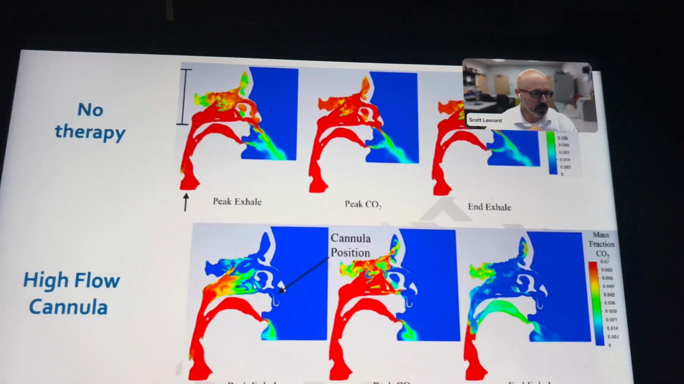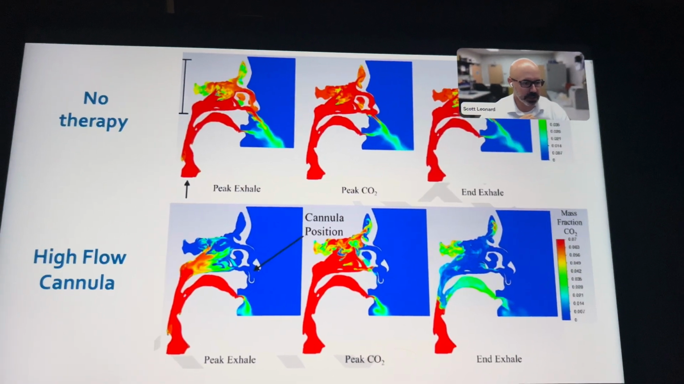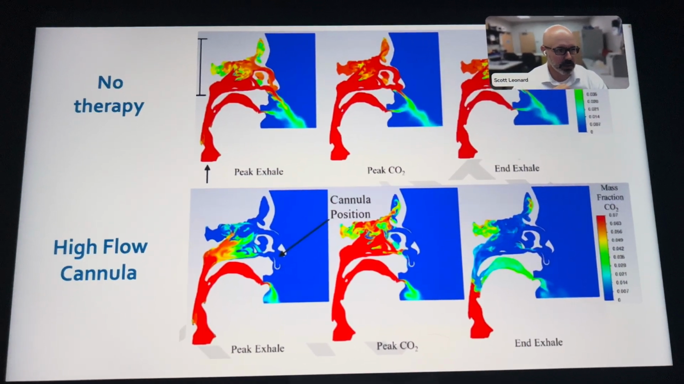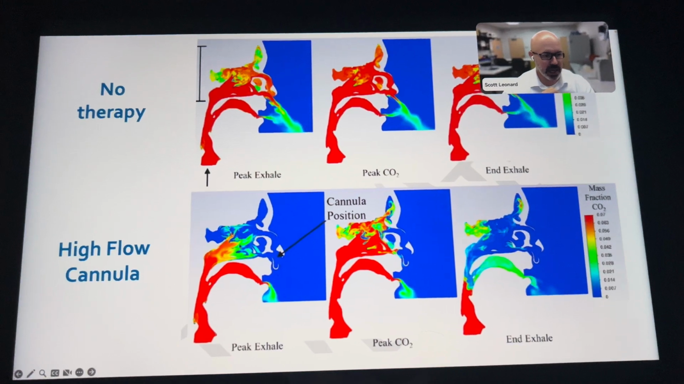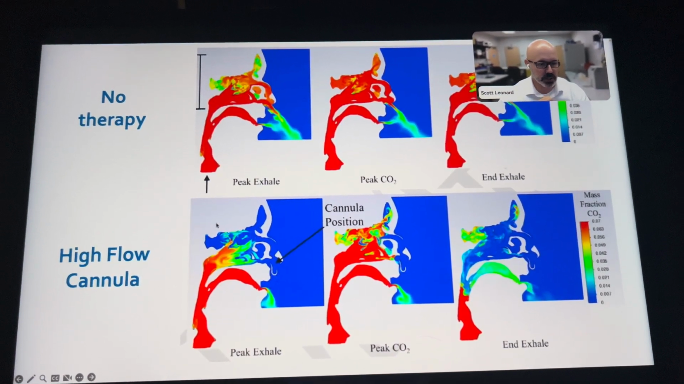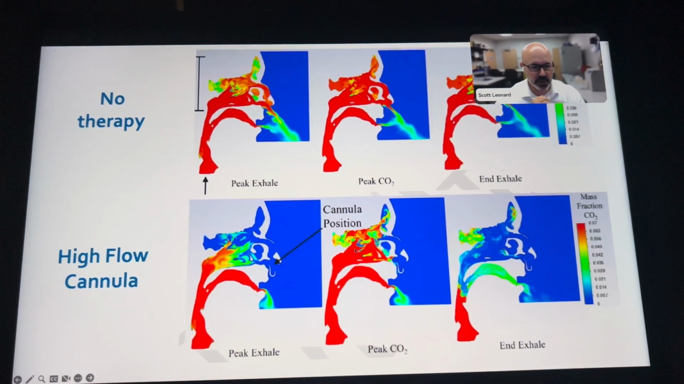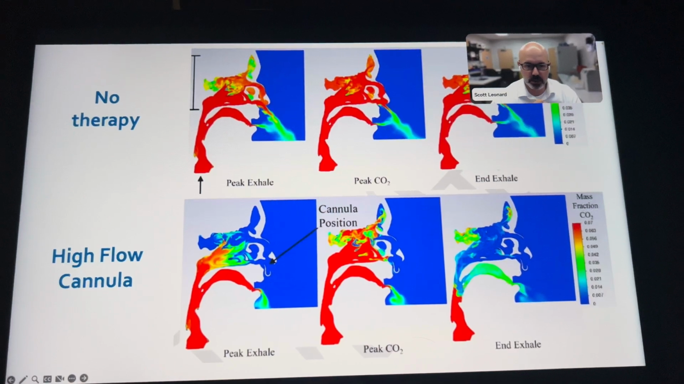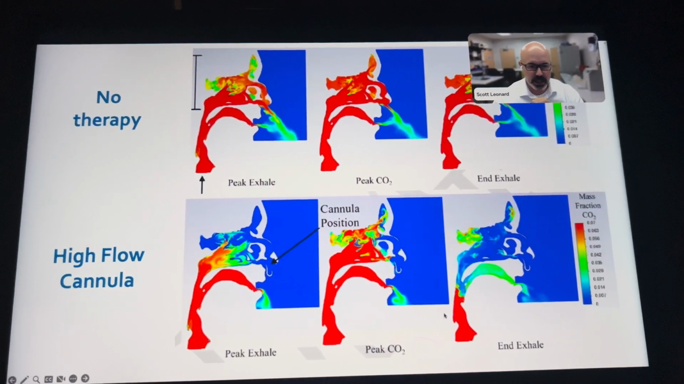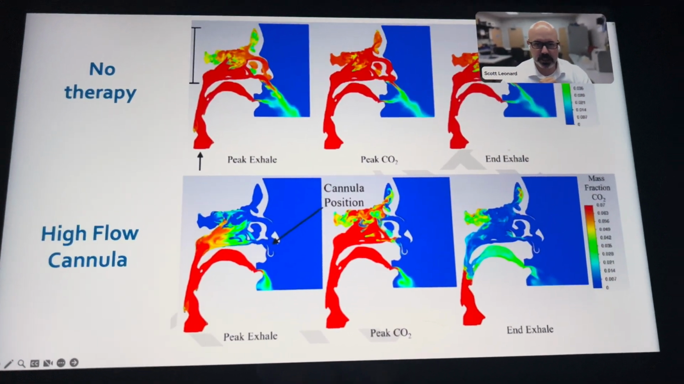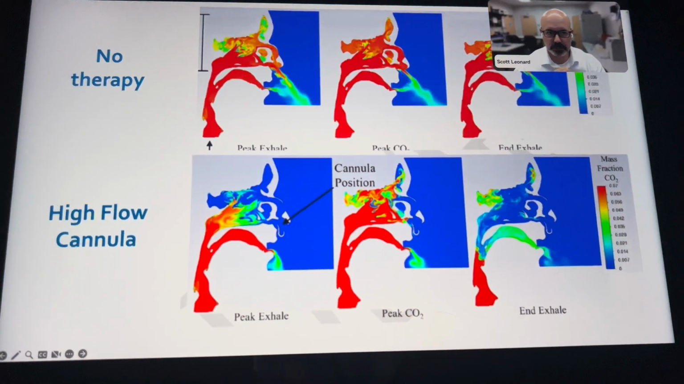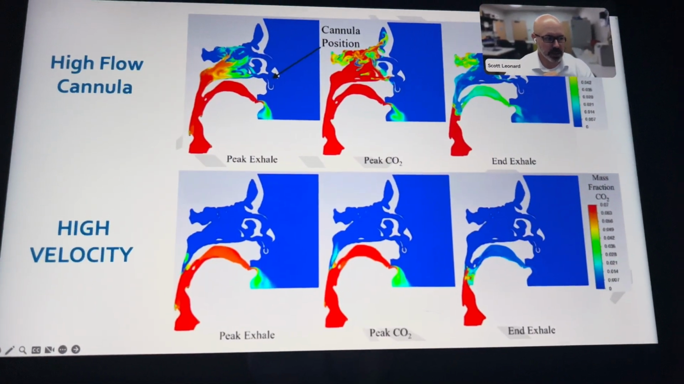So moving on to a high flow cannula. This would be conventional therapy with a large bore cannula, low velocity. We can see that at peak exhale, there's a lot less CO2 in the upper airway. It's actually holding back some of that CO2. At peak CO2, there's a lot of CO2 in the upper airway, but there's a little bit of area that is completely free of CO2. And then by end exhale, you can see that there's been enough time for the therapy to flush out a lot of the CO2 from the nasopharyngeal space. There's still a little bit of CO2 left in there, but comparing end exhale without any therapy or with high flow cannula, you can see there's a big difference. There's a lot less CO2 in the airway. Now we're going to move on to comparing the difference of velocity and flow.